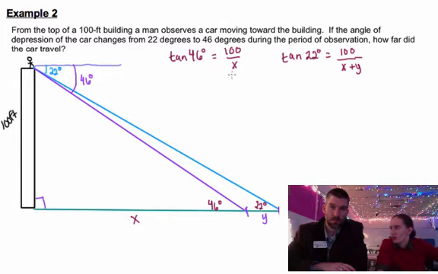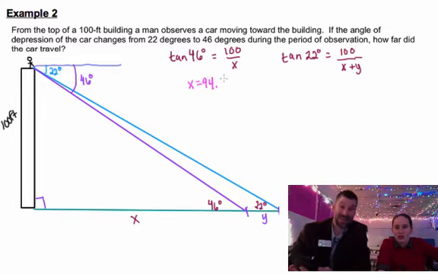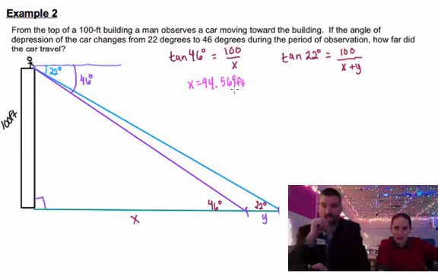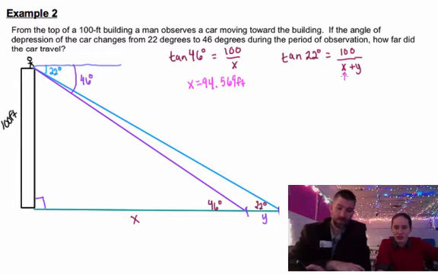Okay, so did you figure out what x was? I did. x is 94.569, always 3 decimal places, and this is feet. Keep in mind this is 94.569 feet for x, and we're going to end up plugging that in here.